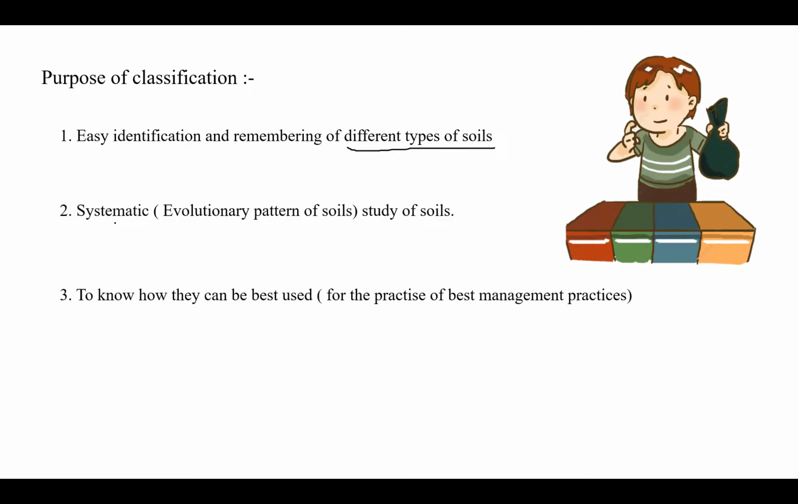And the third point is to know how they can best be used. So how practically we can use them for agricultural purposes, or sometimes for engineering, or for any human use purpose, or any recreational purpose, etc. And finally, the fourth one is to determine the relationship between the different types of soils. After getting diversified knowledge on soils, we can compare the properties of different types of soils, and we can see if there is any relationship between those soils. So these are the four different purposes for the classification of soils.